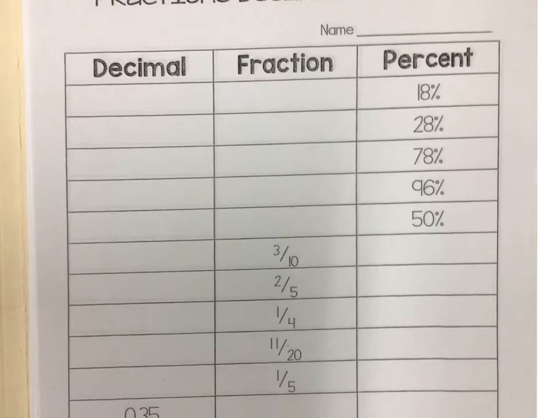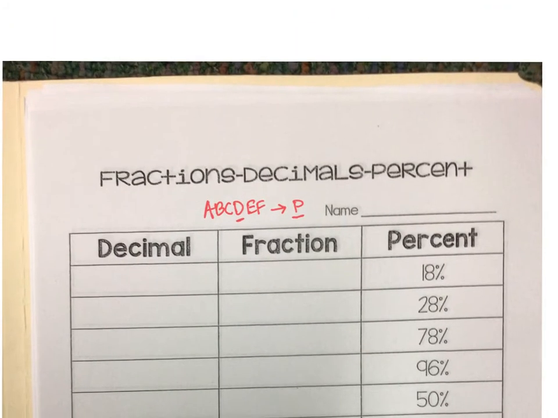The worksheet that I gave some of you, do not have, looks like this. So if I have a percent and I want to change it to a decimal, I can sing my alphabet song. I can sing A, B, C, D, E, F to P. And when I do that, I'm going from a percent to a decimal. Okay. When I go from a percent to a decimal, I move to the left 2 places.